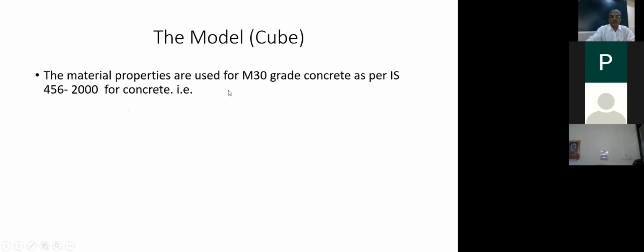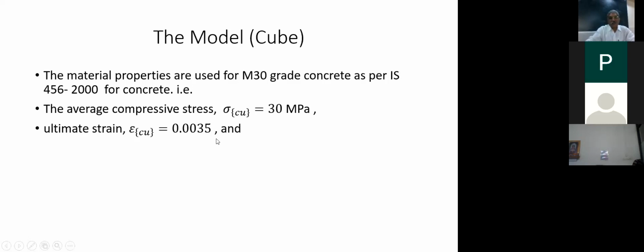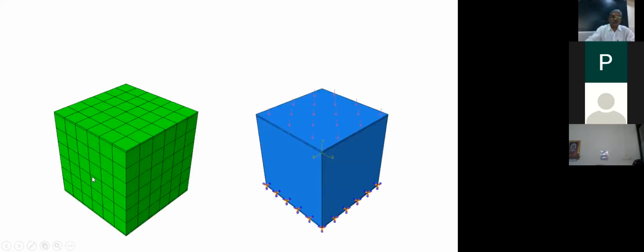For the material properties, M30 grade concrete as per IS 456-2000 is used. Average compressive stress is 30 MPa. Ultimate strain is 0.0035. And strain at peak stress, that is epsilon 0 dash, is 0.002. And this is the cube which is modeled by using ABAQUS. And these are the two plates, one at top and one at bottom, to provide uniform pressure application on the cube. These are the boundary conditions seen, and this is the pressure applied. We will see it in the actual software also.